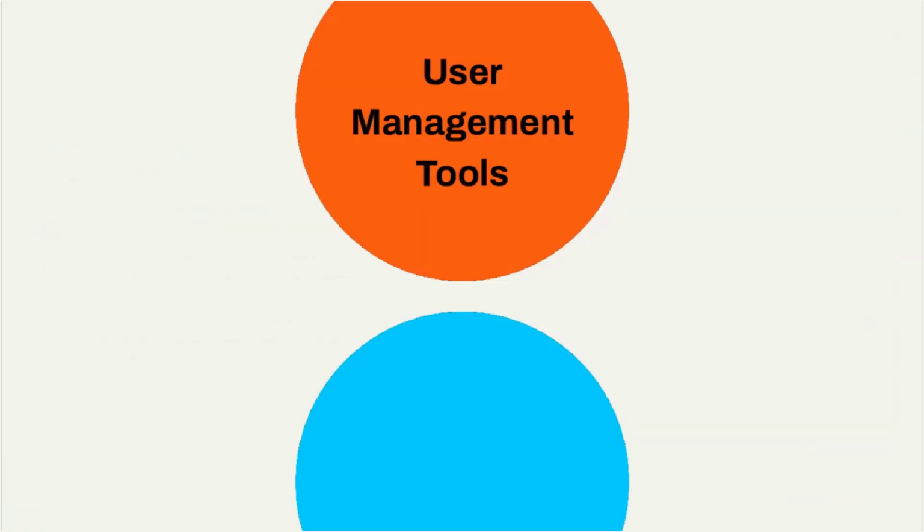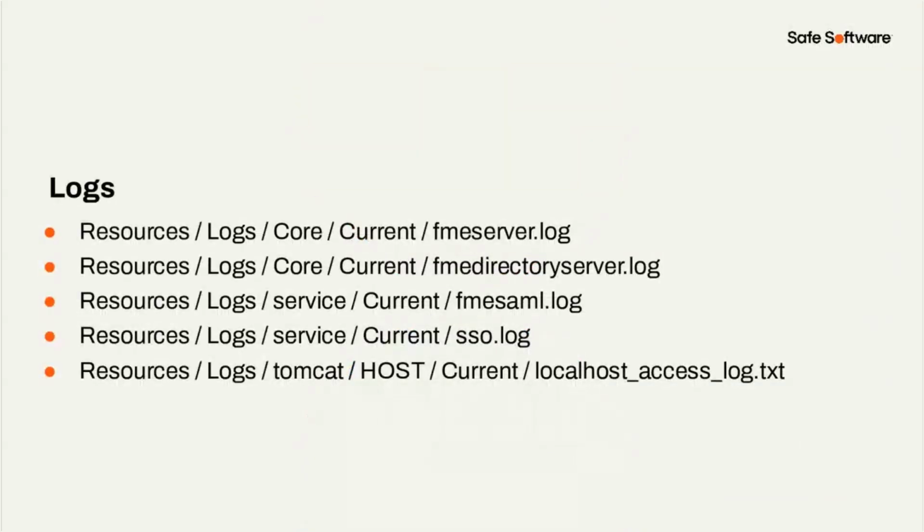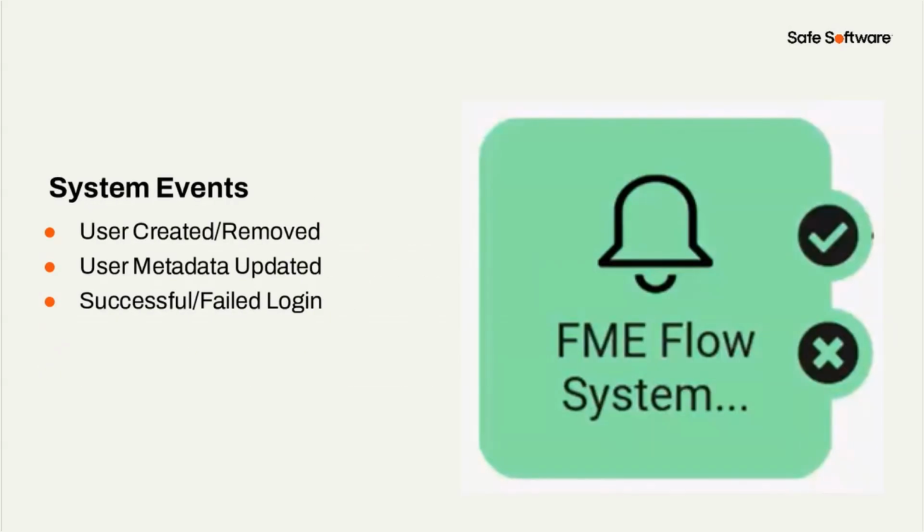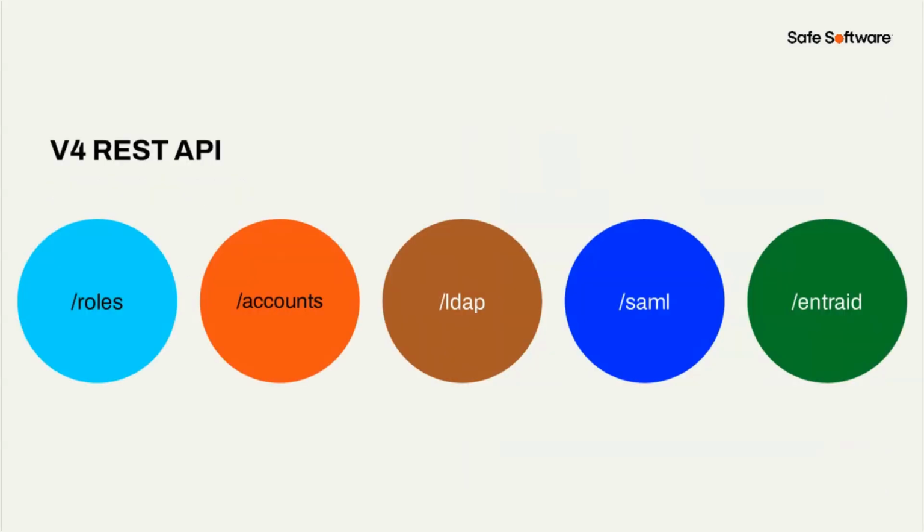FME Flow has a variety of tools to help you implement these user management best practices. So first we have our log files. These are going to show SAML responses from the identity provider, or IDP, IP addresses accessing the web UI, successful logins, and more. Next, we have system events. Mark is going to dive into these in more detail later, but these can kick off automations when users try to log in or when they're created, removed, or edited. And lastly, we have our REST API. Version 4 of our REST API has a lot of helpful endpoints to help you manage accounts, roles, SSO, and more.